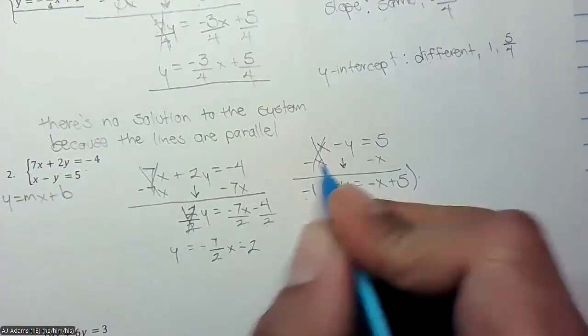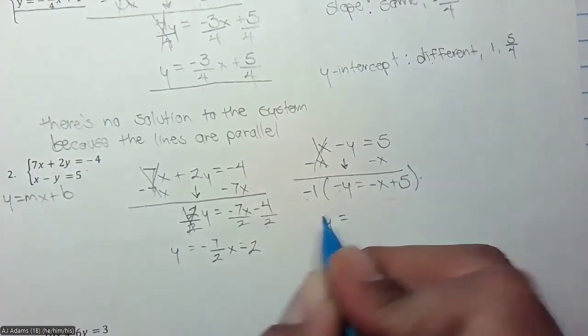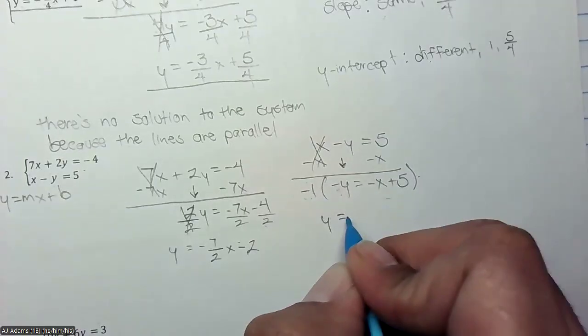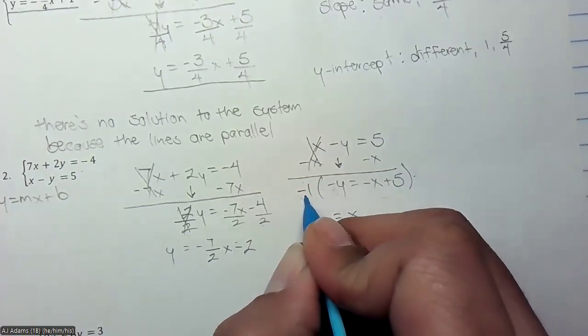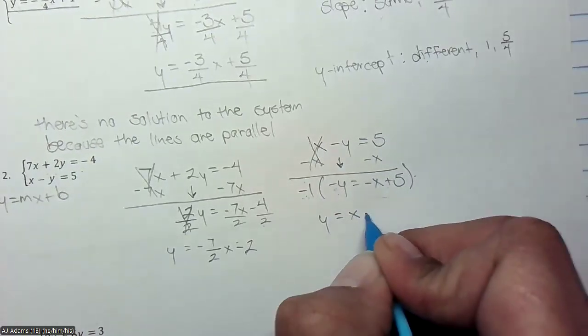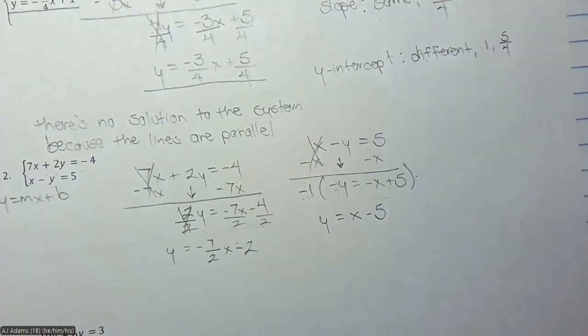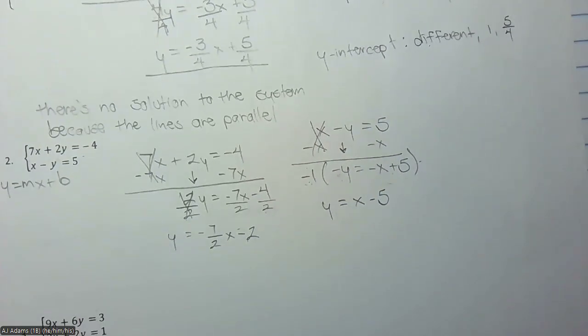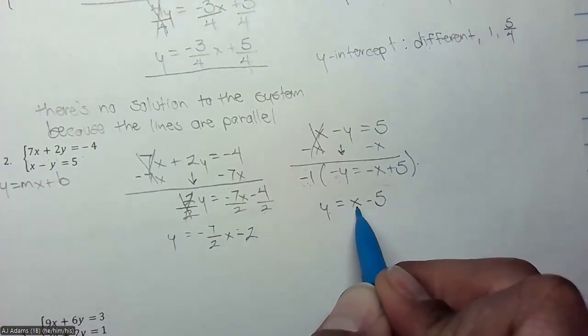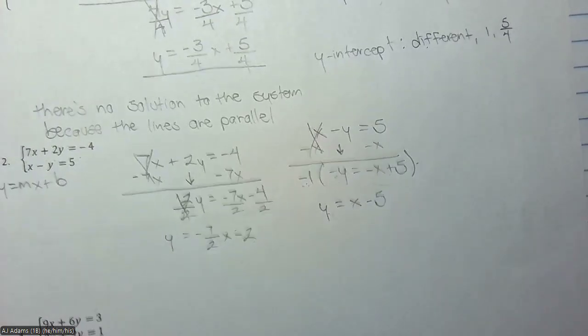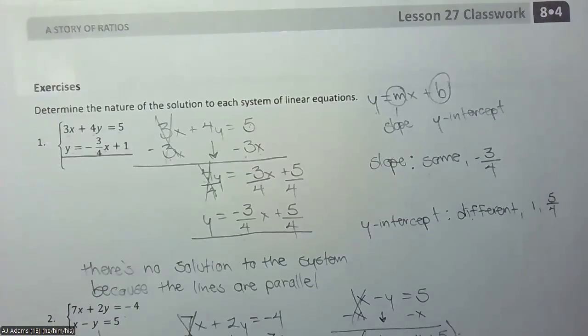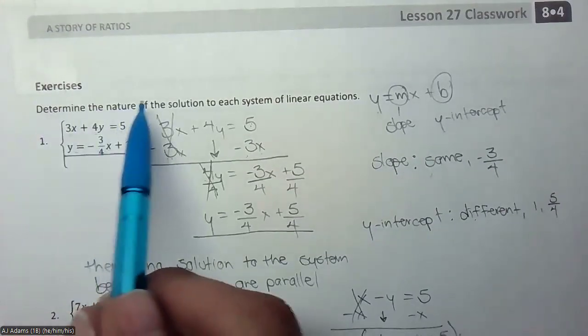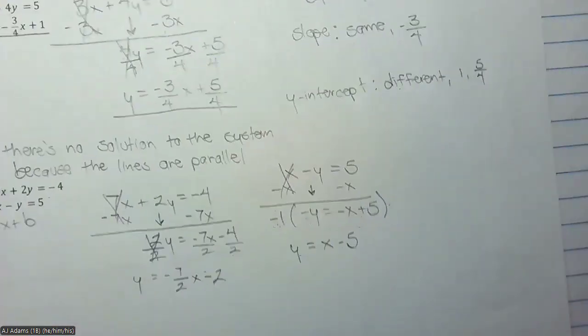-1 times negative y equals positive y. -1 times negative x equals positive x. -1 times positive 5 equals -5. Now we have our second equation in slope-intercept form, y equals x minus 5. Now we can follow the directions for these exercises and determine the nature of the solution.